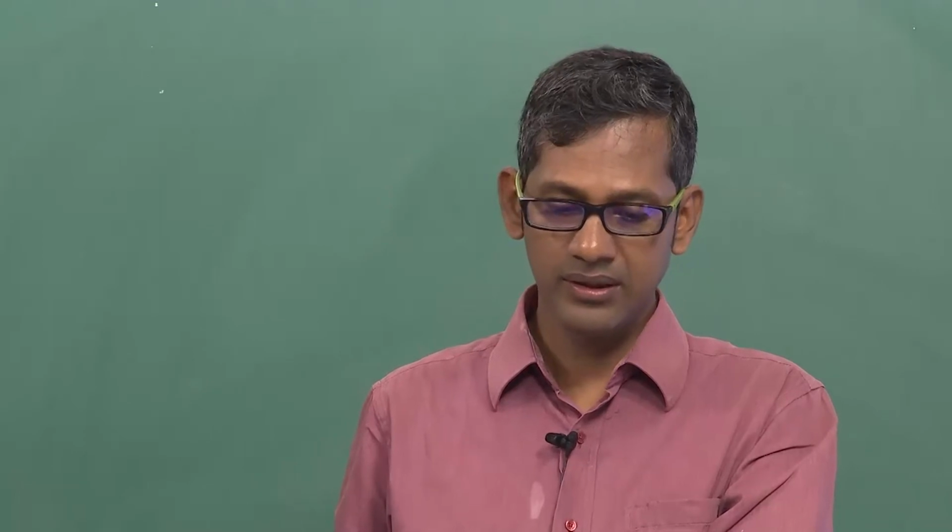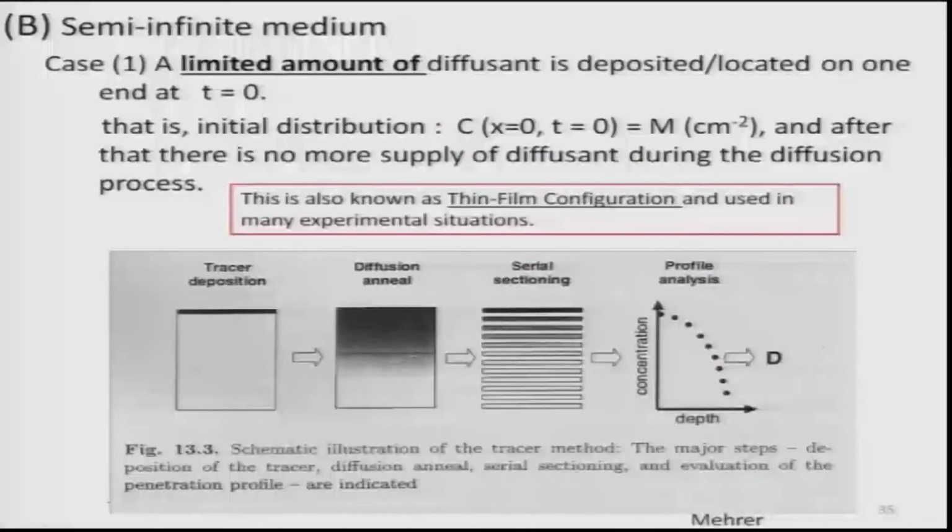So, let us carry on with diffusion, and before I talk about the temperature dependence of diffusivity, just to let you know that there is another way of solving this diffusion equation, Fick's second law, that is known as the semi-infinite medium. Let us suppose a case where a limited amount of some diffusant is deposited at one end of a specimen, that is what is shown here, a limited amount at time t equal to 0.